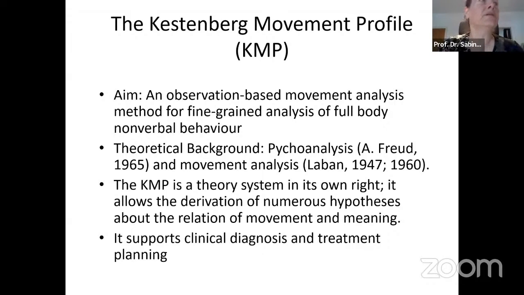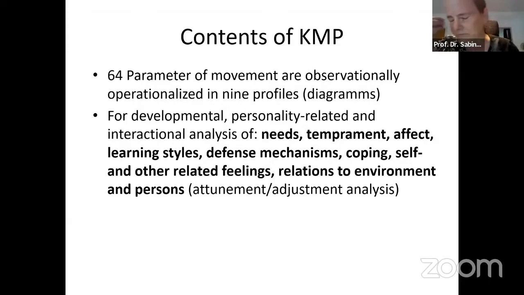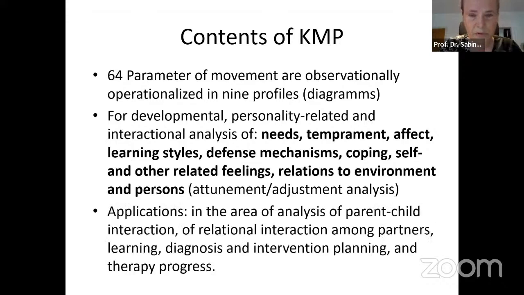Also in interaction, to look at interactional misunderstandings and poor communication, like for example in babies and parents when we have scream babies. Is there something like a vicious circle developing, or between partners in the nonverbal, totally in the nonverbal? And we can look at that in a very fine-grained way with the Kestenberg Movement Profile. So the system gives us information about the needs and the temperament and the affect and the learning styles, the defense mechanisms people have, the coping mechanisms, and self and other related feelings and relations to the environment and to the people in the direct surrounding.